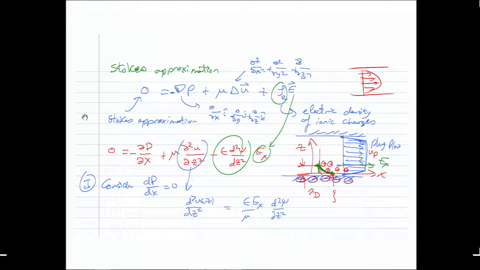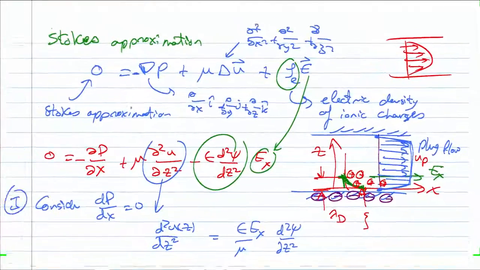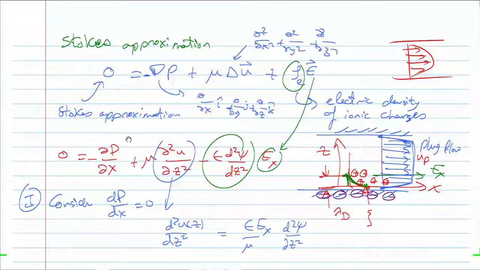I canceled u partial u partial x, because there is no partial u partial x. It's parallel flow, or fully developed velocity profile. Whatever velocity profile we have in this section, it will be the same here, and the same farther downstream. Okay? So there is no partial.